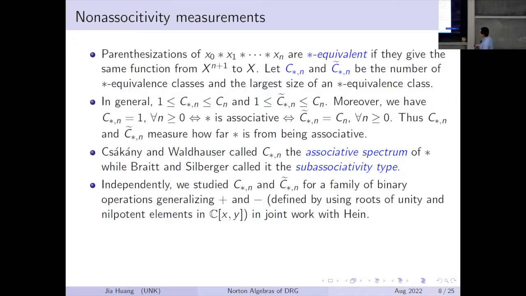We first studied just plus and minus, pretty elementary, and then later we thought about a one-parameter family of operations generalizing plus and minus. And later on, we came up with an even larger four-parameter family of operations, generalizing all the previous ones, in our joint work with Nick Hine. And we used roots of unity and also elements like nilpotent elements, using a polynomial ring with two independent variables, making some quotients and stuff.